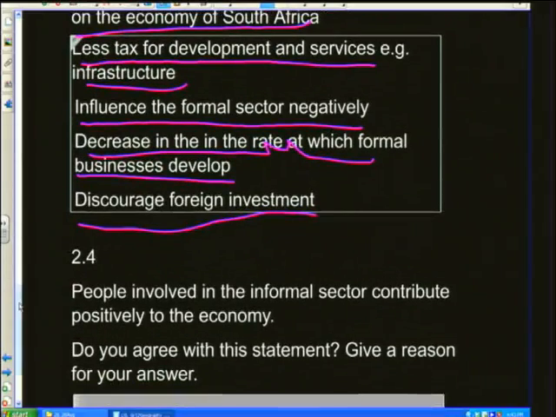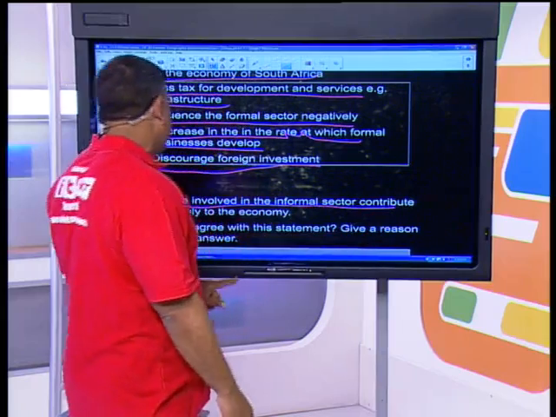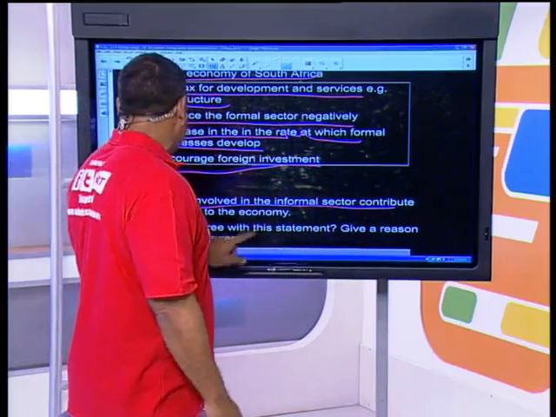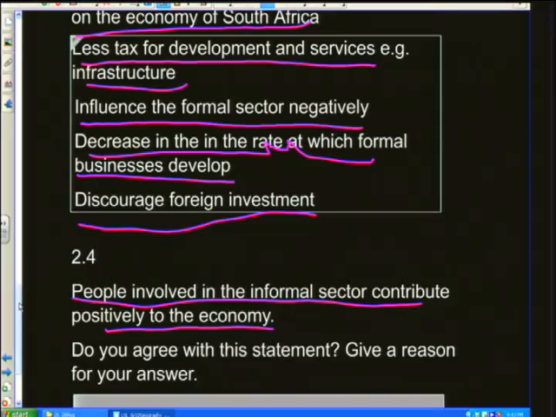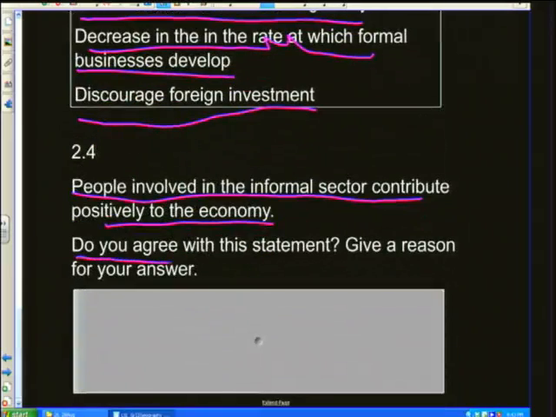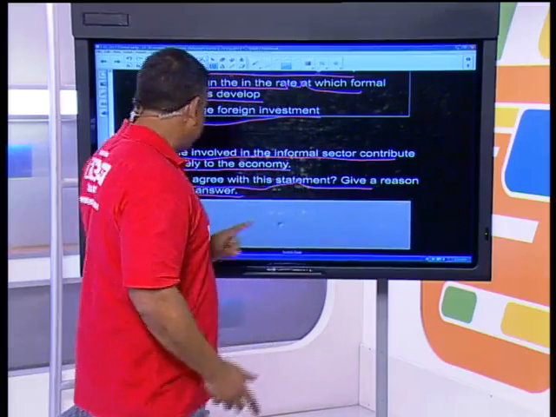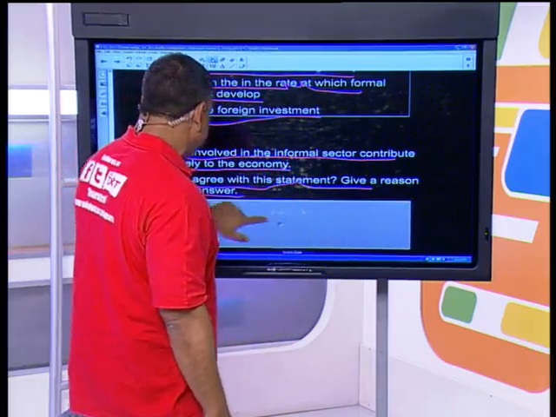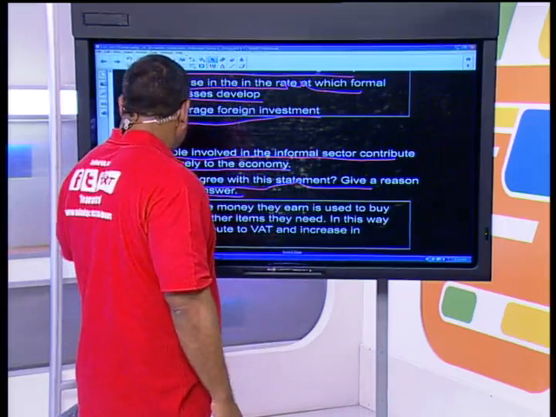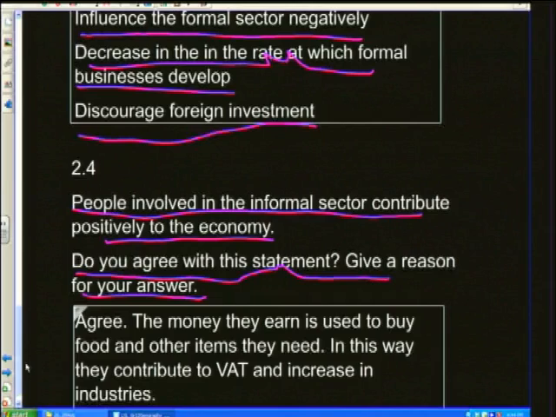All right, just one more question before I take this break. I know, learners, I'm so excited about this. This one here. Discuss people involved in the informal sector contribute positively to the economy. You understand? Do you agree with this statement? Now look at this. Different question. How do they contribute positively? Let's look at this now. Why do we say all of a sudden they contribute positively? A simple answer. I agree with this, that they do contribute positively. How do they contribute positively?